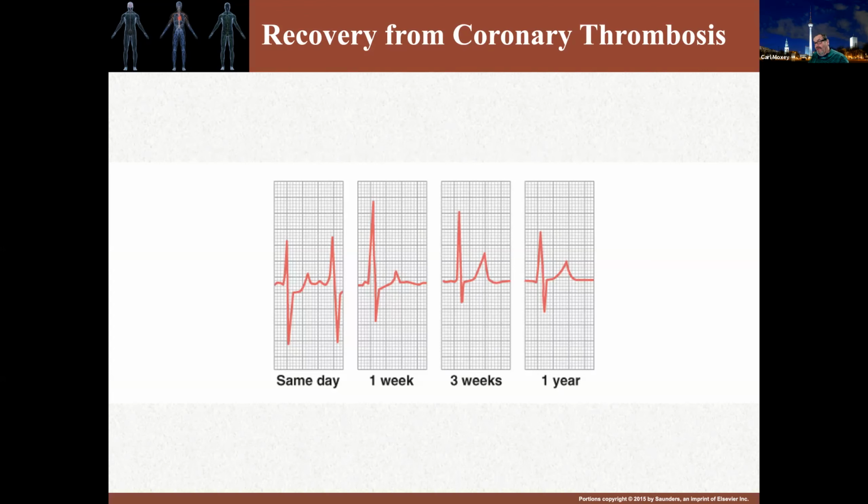And now we see this here. Notice we've got our ST depression here from our coronary thrombosis. And a week later, it's looking a little different. Here's our T wave here. By 3 weeks afterwards, our ST segment is isoelectric. And by a year later, everything looks quite normal, in fact.